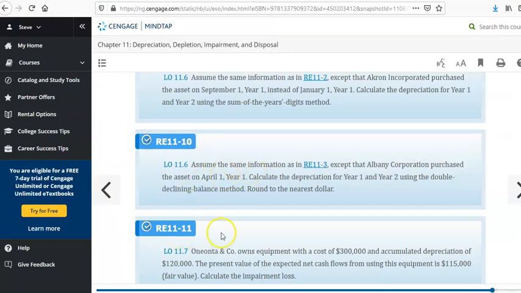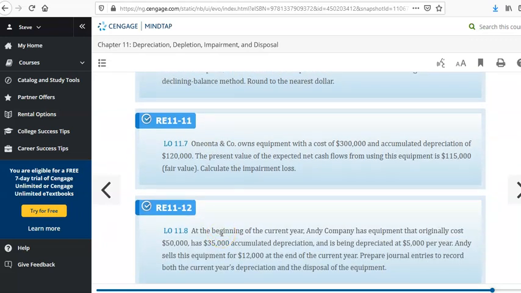Okay, and then take a look at 11. This one deals with impairment loss. That's a good one to take a look at. I have no idea how to say this, Ani Onta, I'm not sure if I said that right. They're making it challenging for me. Owns equipment with a cost of $300,000, accumulated depreciation of 120. Present value of expected net cash flows is 115. Calculate the impairment loss.